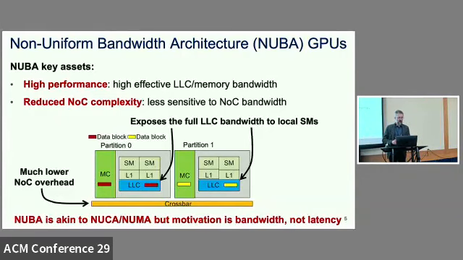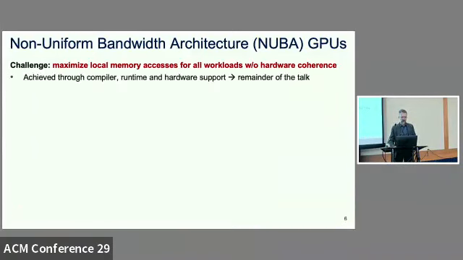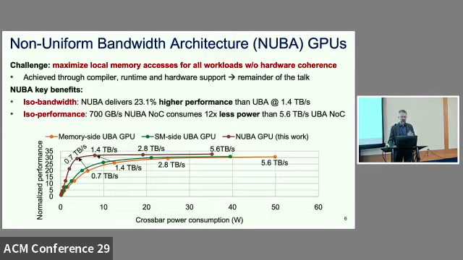Of course, as you can see, NUBA is quite similar to NUMA from the CPU world, but the motivation is quite different. The motivation here is really to expose and increase effective bandwidth and not so much to reduce the effective latency. A key challenge here is to maximize local memory accesses for all workloads without hardware coherence. And this is what we achieve in this talk through the use of the compiler, runtime, and hardware support. That's what I will spend most of my time on discussing in this talk. And at the end of the day, what we achieve is higher performance and low power.